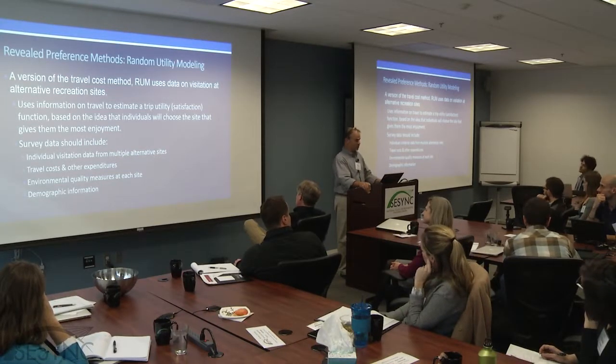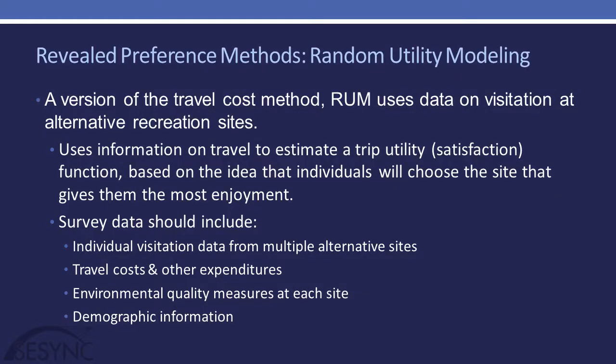It's just logit regression, multinomial logit regression is the tool here. Again, survey data, individual visitation data from different sites, alternative sites, defining the choice set. What is the group of alternatives that people are choosing from is one of the big questions here. We use some rules of thumb to define choice sets most often.